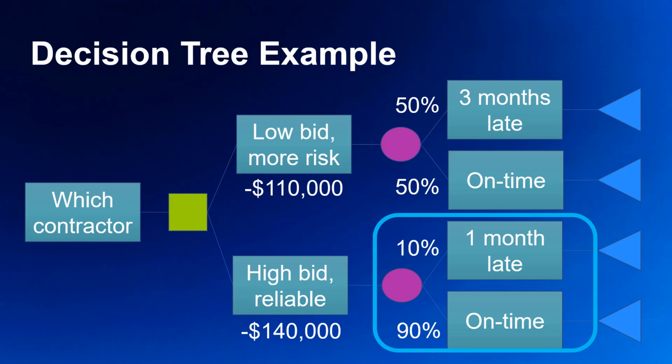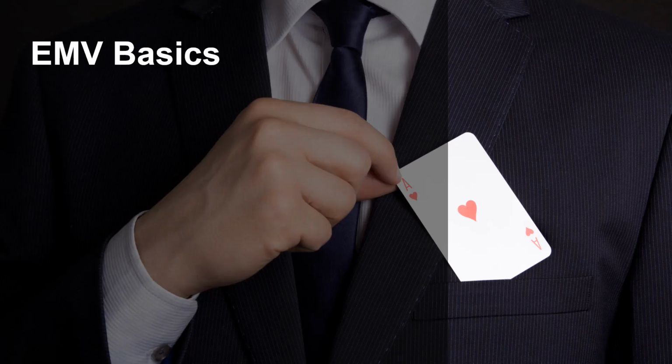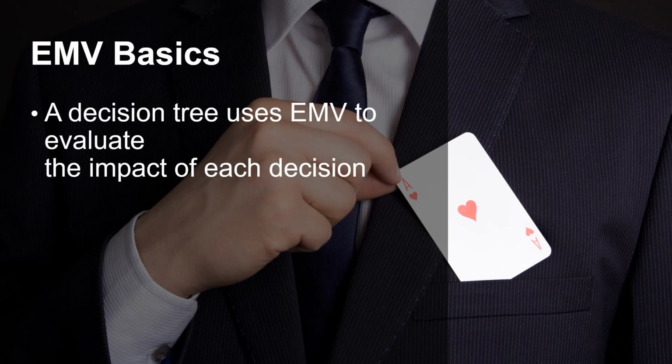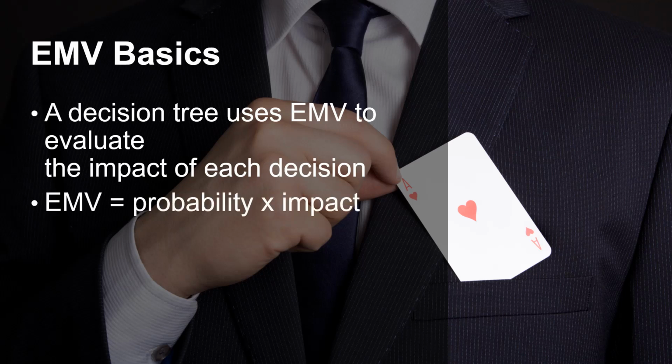Now you might think, how do we get an actual calculation of impact? For this, we need to look at expected monetary value, or EMV. The best way to use a decision tree and help you make a decision is by analyzing the impact of your scenarios and by using the expected monetary value calculation. A decision tree uses EMV to calculate the impact of each decision or branch. You are calculating the value of each option. EMV is calculated by multiplying your probability by the impact. After your calculation, you select the better value.